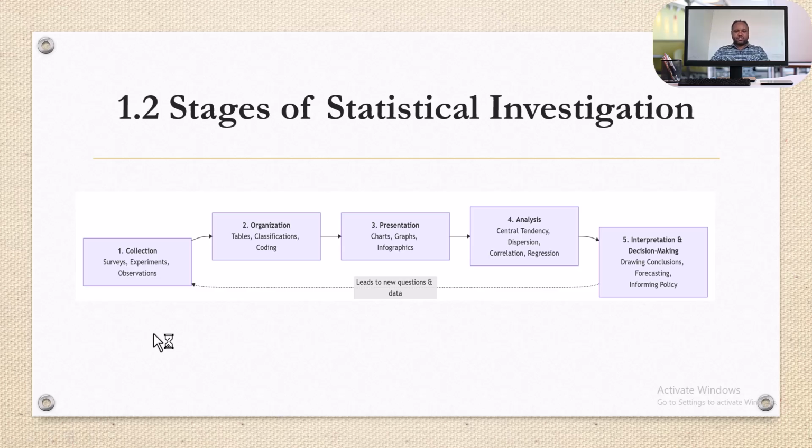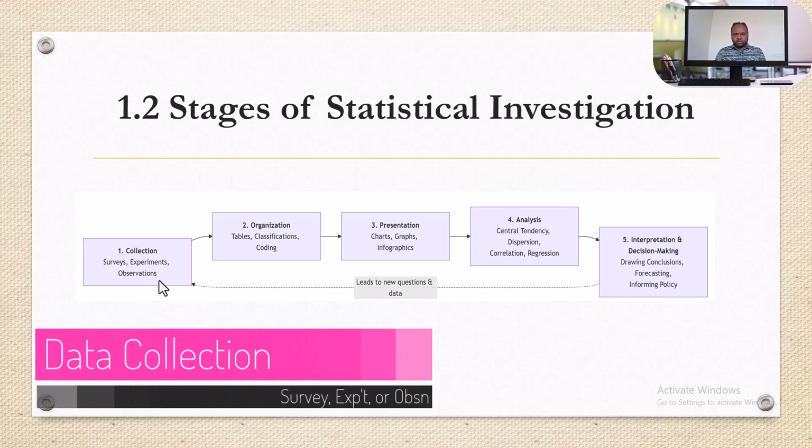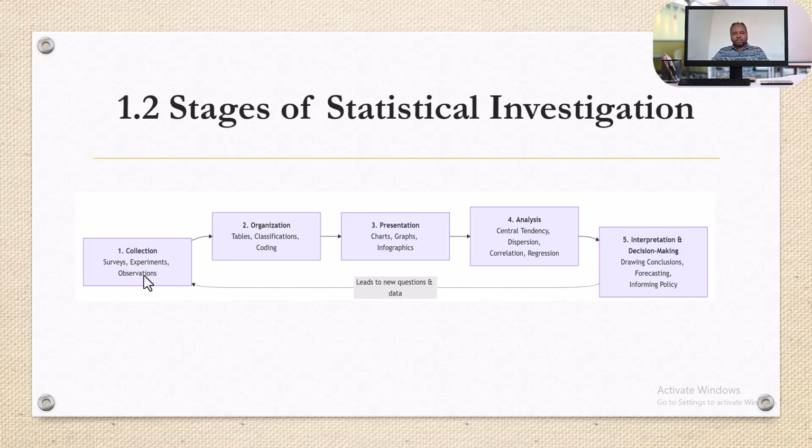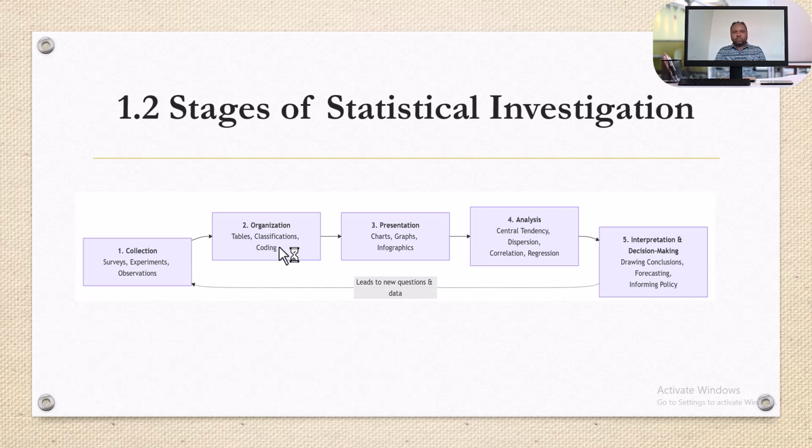The first stage is collecting data: gathering data from reliable sources by some means. It can be using surveys, experiments, or observation methods. Having collected the data, the next stage is organization, meaning that we arrange the collected raw data into a structured format. Under the organization stage, we can clean the data, and we can code the data as the case may be.